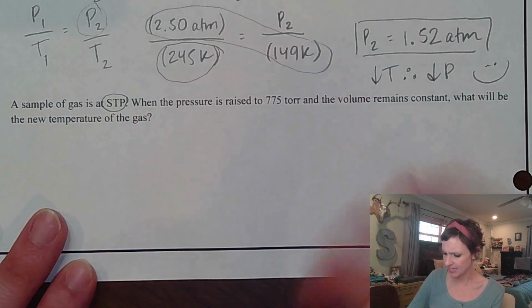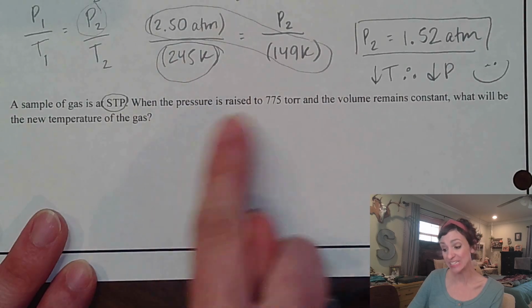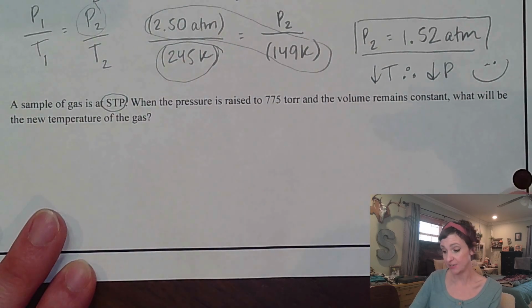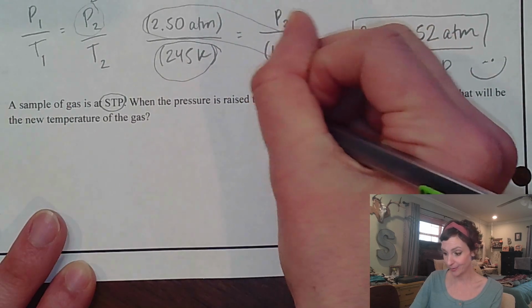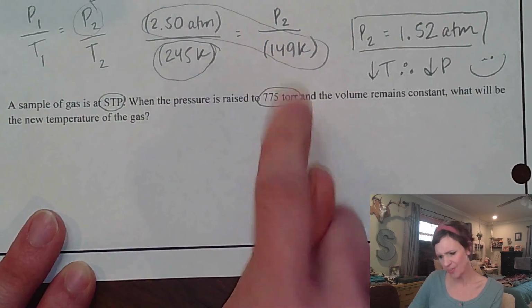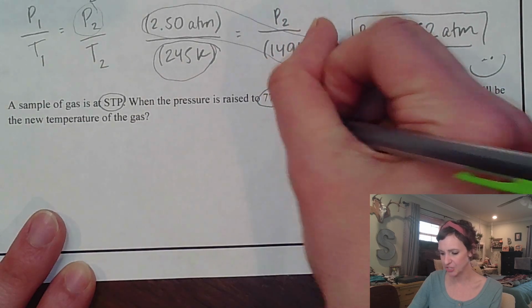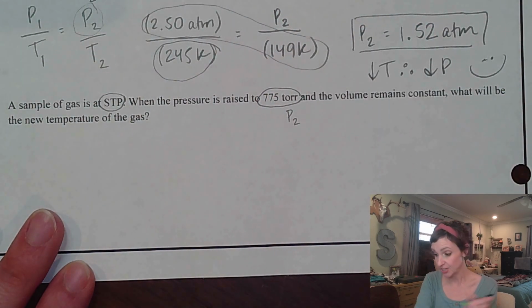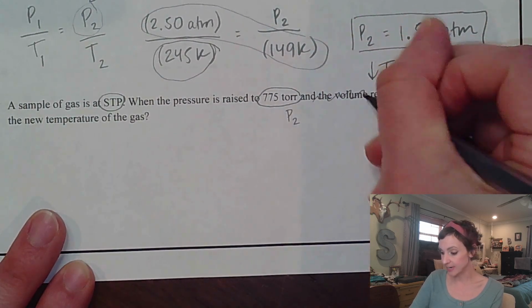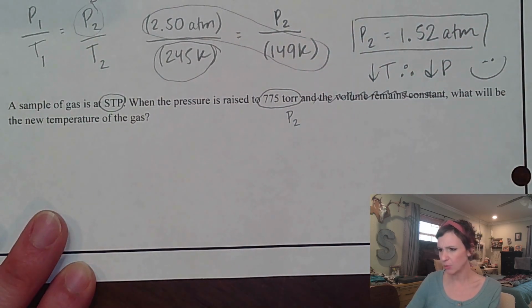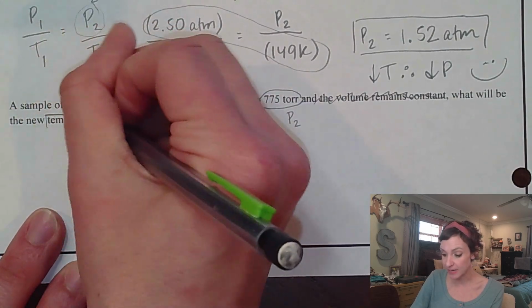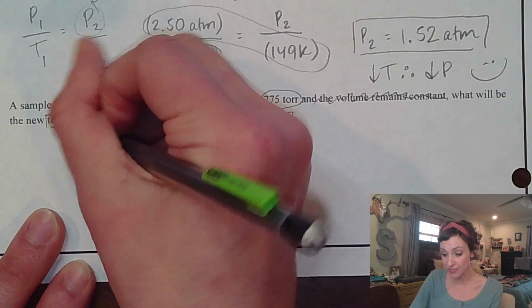It says they want us to say when the pressure is raised to 775 torr, torr is a unit of pressure, I'm raising it to that. So this is actually my second pressure. That's what's happened after the change. And the volume remains constant. Ignore volume remaining constant. What will the new temperature of the gas be? So we're solving for the new temperature, the T2.